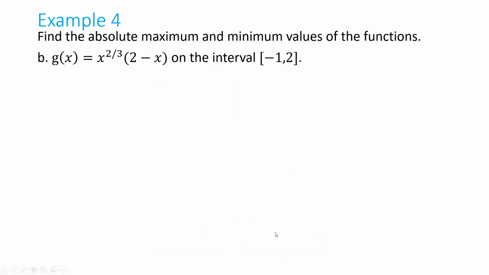So here, let's try it with this example here. You've got g of x equals x to the 2/3 times 2 minus x. So actually what I might do here first before I take the derivative is distribute out the x to the 2/3. So you get 2x to the 2/3 minus x to the 5/3 when I distribute it in. So doing that first makes it easier to take the derivative now.